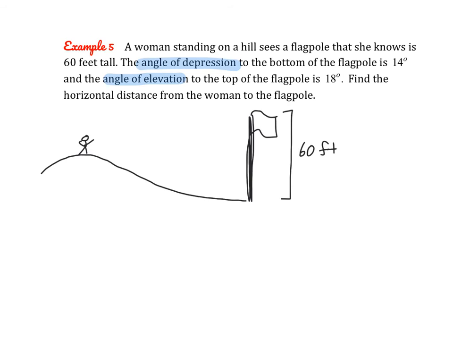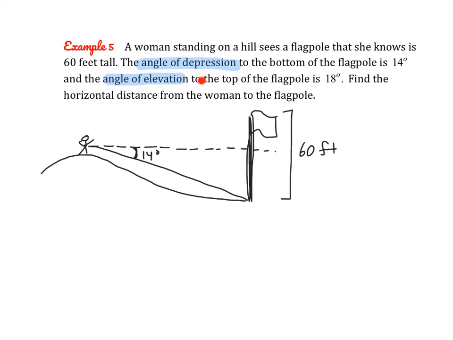Now again, anytime you see the word angle of depression, you're going to need to start with a horizontal line. So I'm going to start by drawing a horizontal line from this lady going out and crossing through the flagpole. This horizontal line is just for us to have a reference point for our angle of depression. So it says the angle of depression from the lady to the bottom of the flagpole, so here to here, is 14 degrees. So this is the 14-degree angle. It needs to be touching your horizontal line.